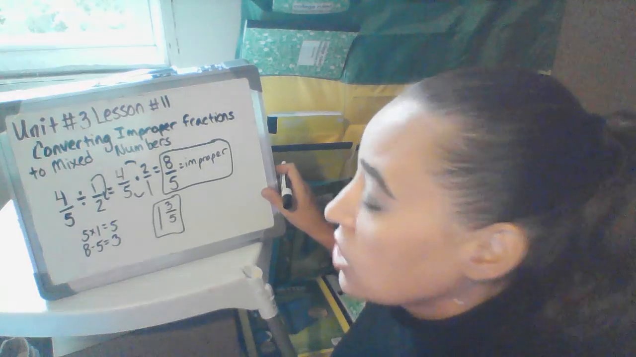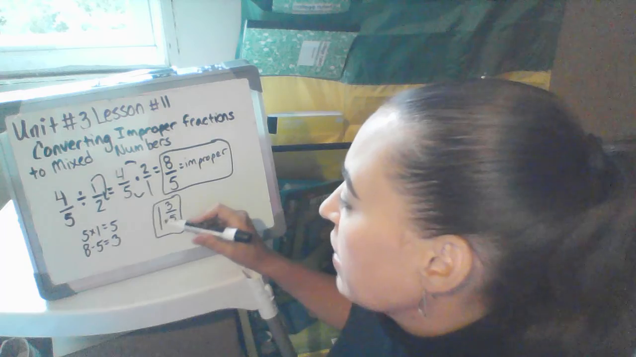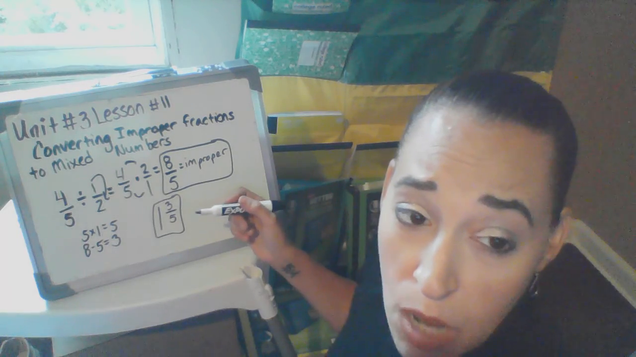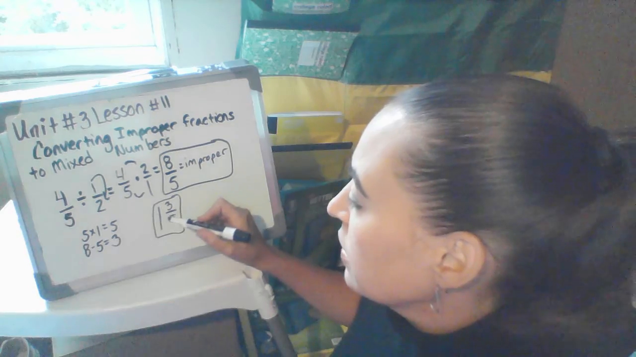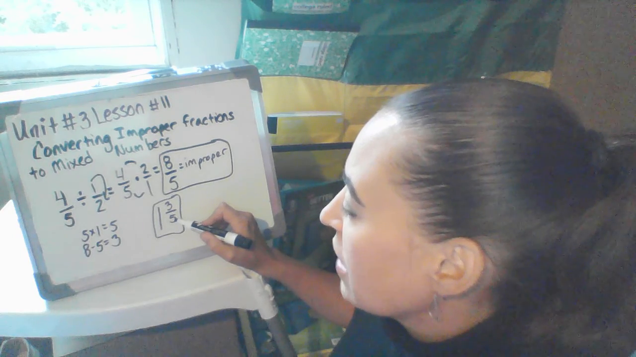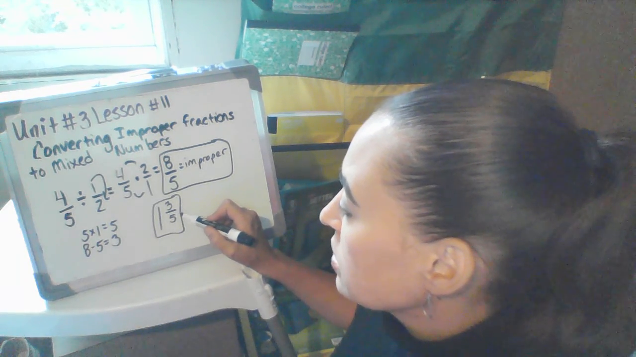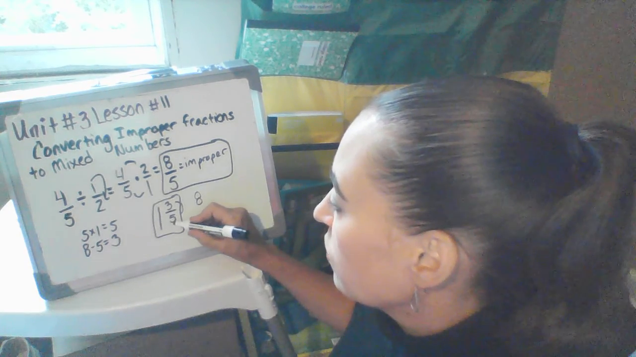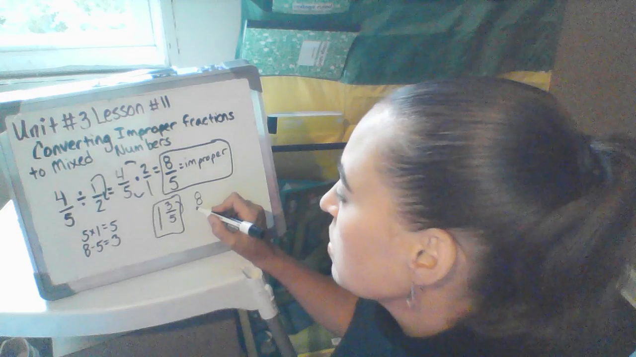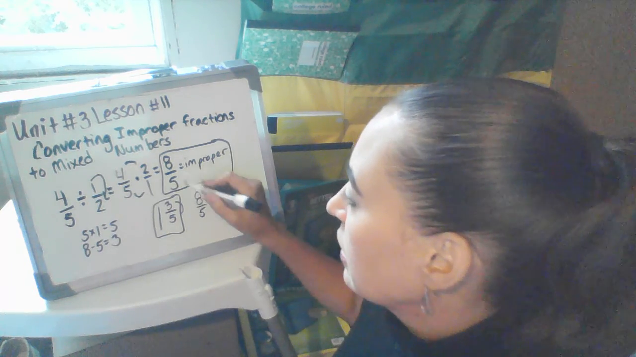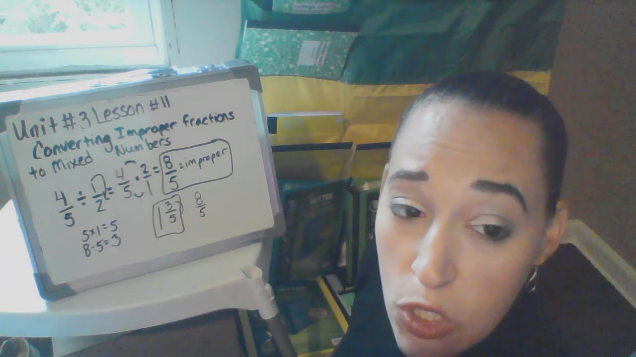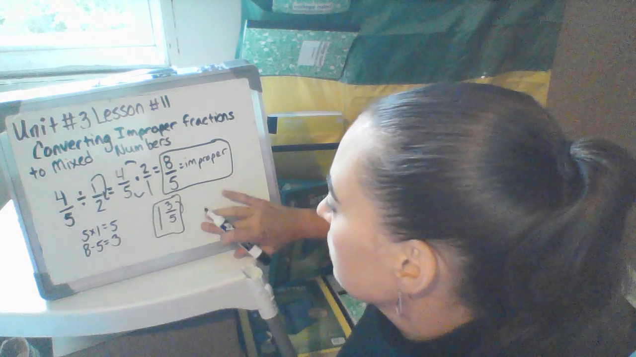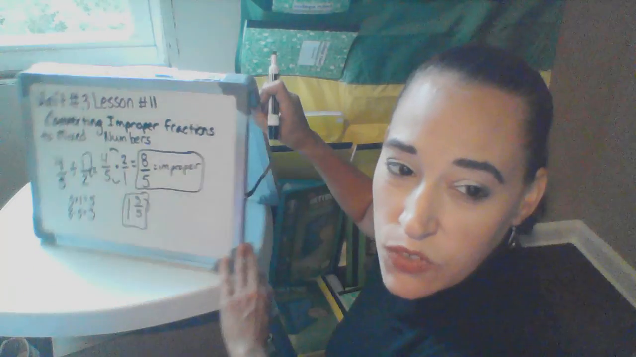And you can check by doing this method. Convert it back to an improper fraction to make sure you did it right. So 1 times 5 is 5, plus 3 is 8. So you would have 8 over, you always keep your denominator the same, so it would be 8 over 5. And you can see it's the same, so you did it correct. Okay, let's practice a few more.